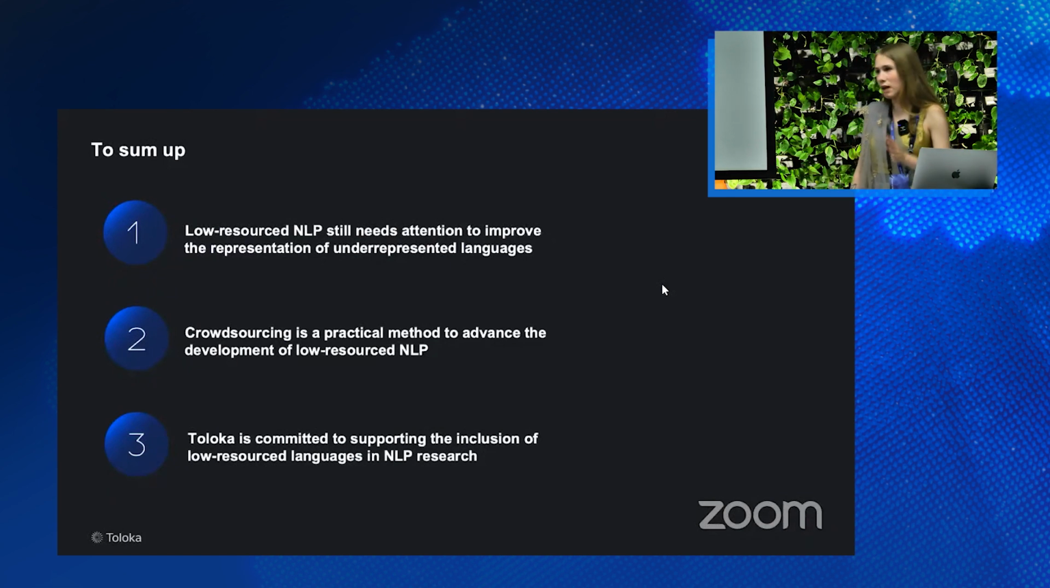The second one of the methods to use here, not the only one, but one of the ones that we tried and it works, is crowdsourcing. And we try to give you some tips on how to use it. And finally, we are really committed to supporting the inclusion of low resource languages in modern NLP. So if you want, please come and let's talk about our research together.